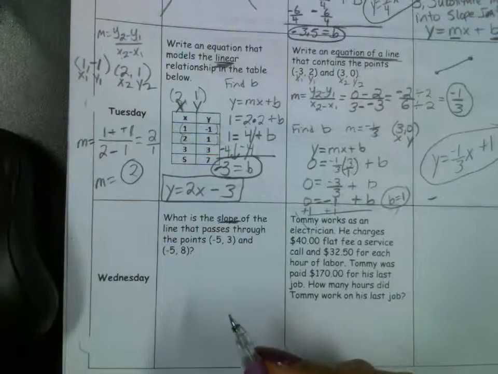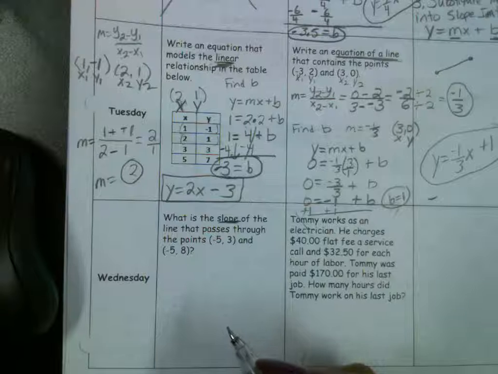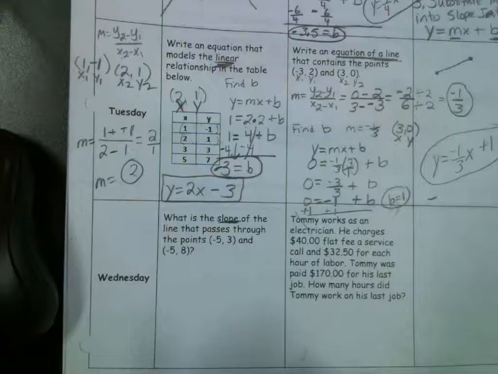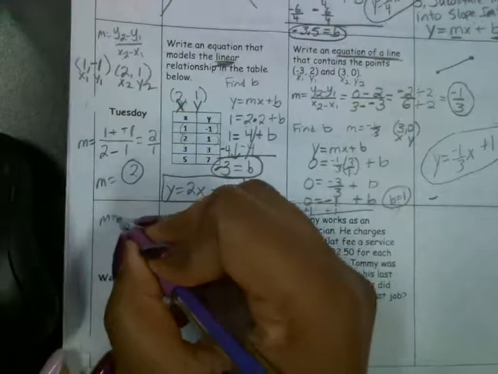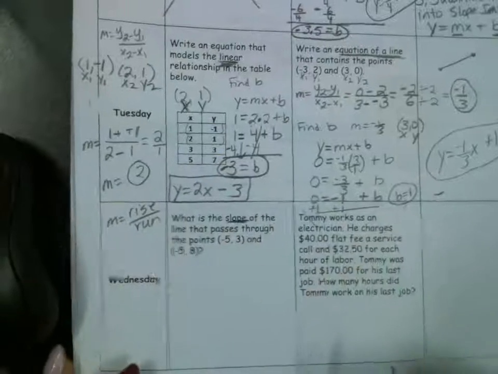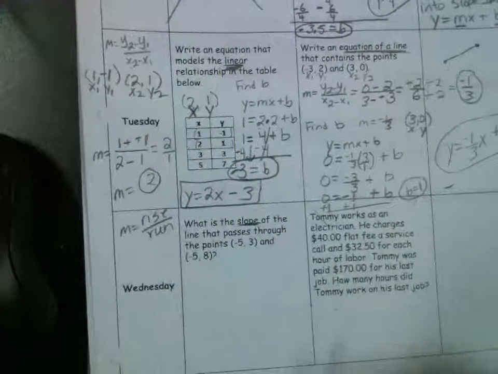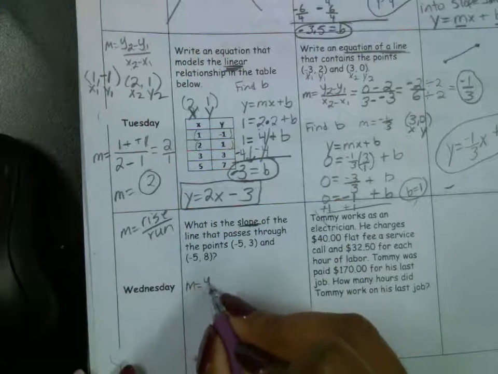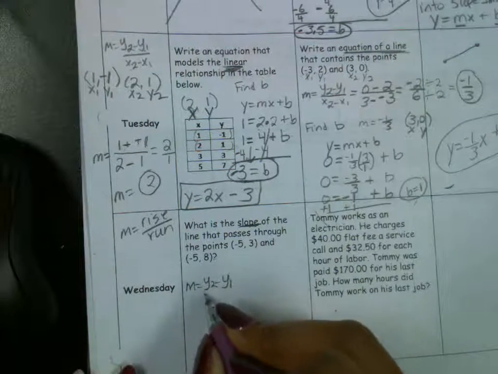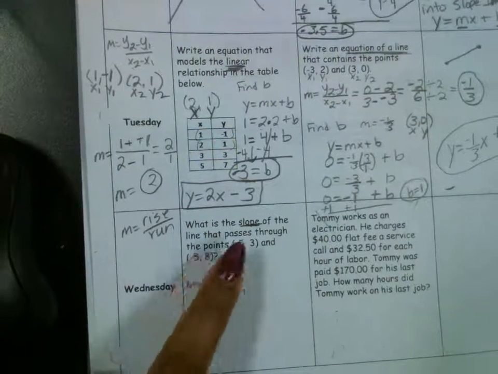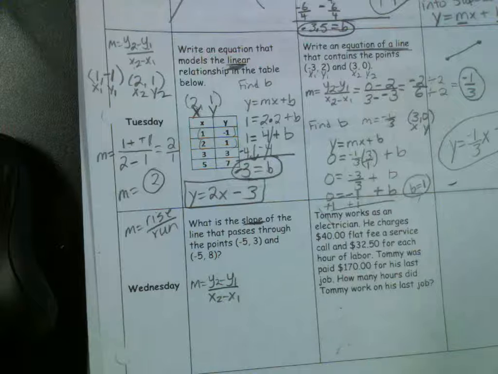We have 2 slope formulas. What are the slope formulas? What's one of the slope formulas? Rise over run is one of the slope formulas. What's the other slope formula? Yes, y2 minus y1 over x2 minus x1. Very good. This is the formula that we are going to use because we're given 2 points. You can't use rise over run unless you have a physical line.